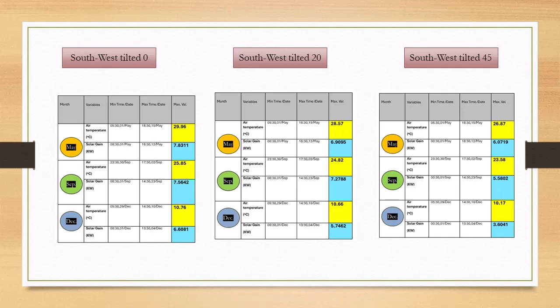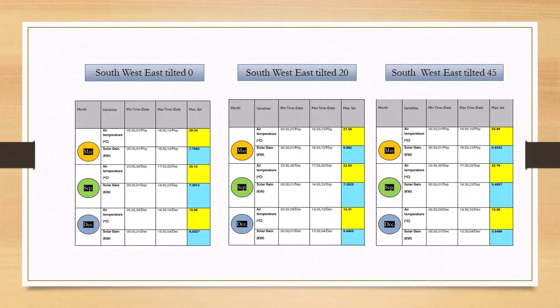The best result is in the southwest tilted 45, which has a maximum value near the comfort zone. In these scenarios, with 3 different directions, 3 different months and 3 different times, the best result is in the southwest and east tilted 45.